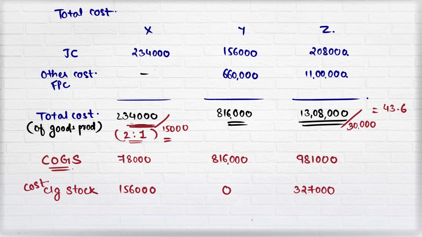Sir, how can we do it in ratio? 13 lakh 8,000 can be distributed in the ratio of 22,500 is to 7,500. My answer will be the same. What am I distributing? Total cost of goods produced. I am distributing it into COGS and closing stock.